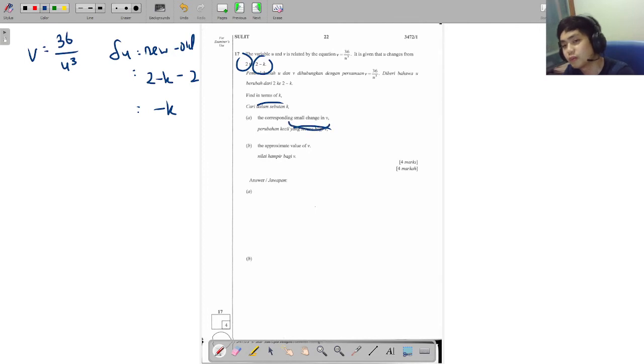So in order to find the small change of v, we need to use the formula delta v over delta u, which is approximately equal to dv over du.